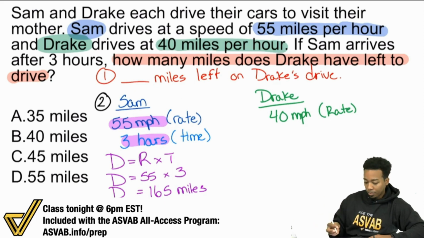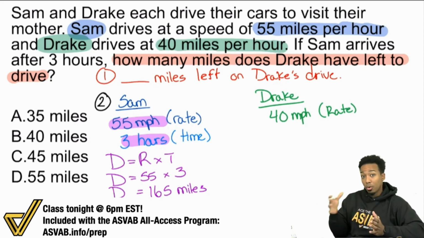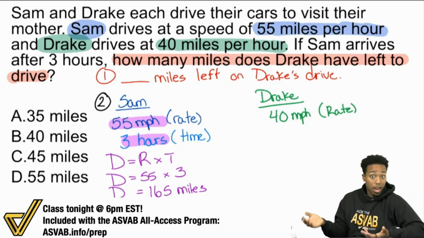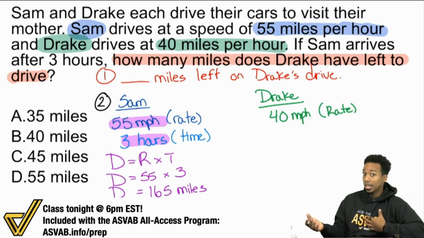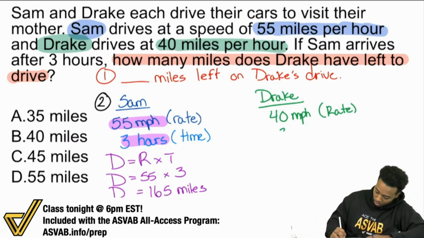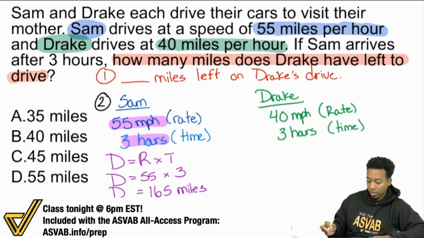But remember, at this point, Drake has also driven 3 hours. Because remember, if Sam arrives after 3 hours, that means that Drake has been driving for 3 hours. He hasn't gotten there yet, but he's been driving for 3 hours. And so with that said, let's find out how far Drake has gone at this point.